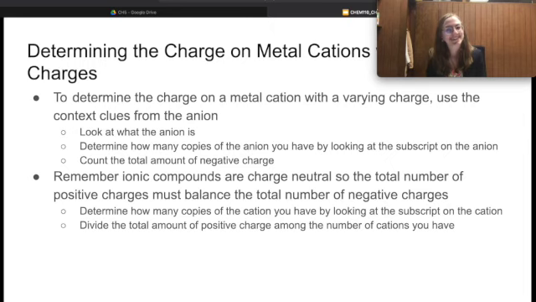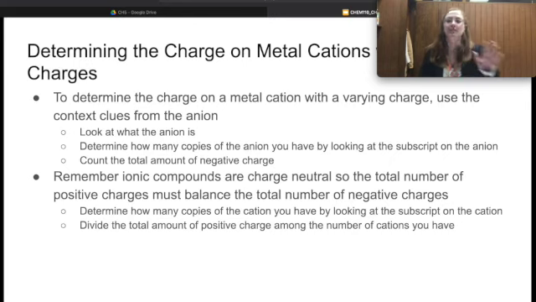But remember, ionic compounds are charge neutral, okay? So the total number of positive charges needs to be the same as the total number of negative charges. Once you figure out the total number of negative charge, you can use that to determine your total number of positive charge, okay? So you look at your cation, you look at the subscript on your cation, and from there, you have to divide that positive charge among all the copies of the cation you have, okay?